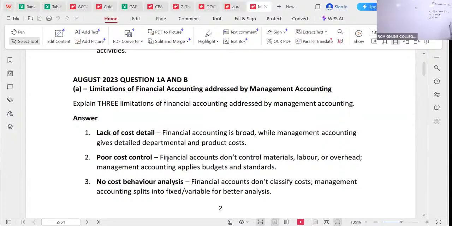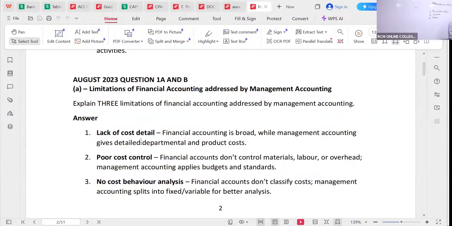So you can see that the limitations, of course, there are so many, but they're only giving us 3. Explain 3 limitations of financial accounting addressed by management accounting. Number 1 is lack of cost detail. Financial accounting is broad, while management accounting gives detailed departmental and product costs. Financial accounting doesn't give costs. Now, poor cost control. Financial accounting doesn't control material, labor, or overhead.